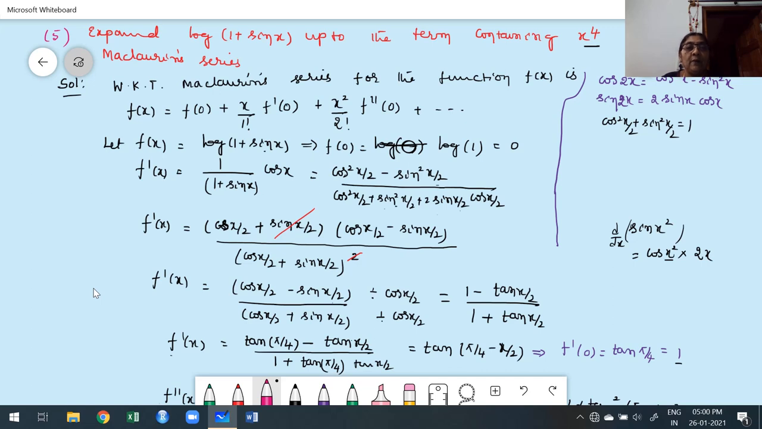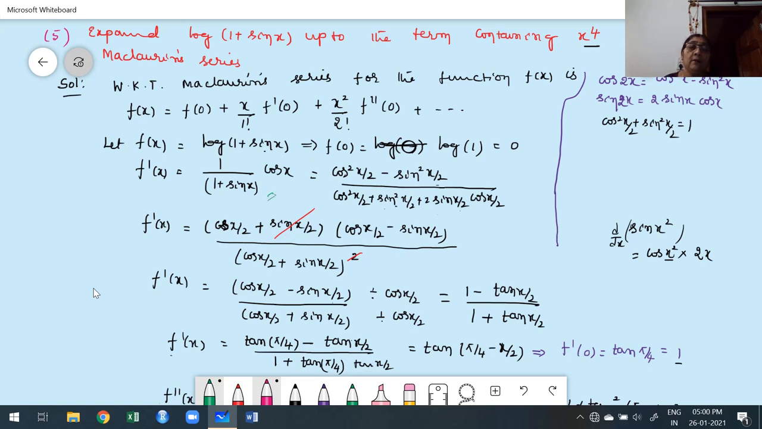First, you take the given function, find out f of 0. After we get f of 0, find out the first derivative. Once you find the first derivative, we get cos x by 1 plus sin x. Don't proceed like that. Because suppose you find the next derivative directly from this step, what happens?